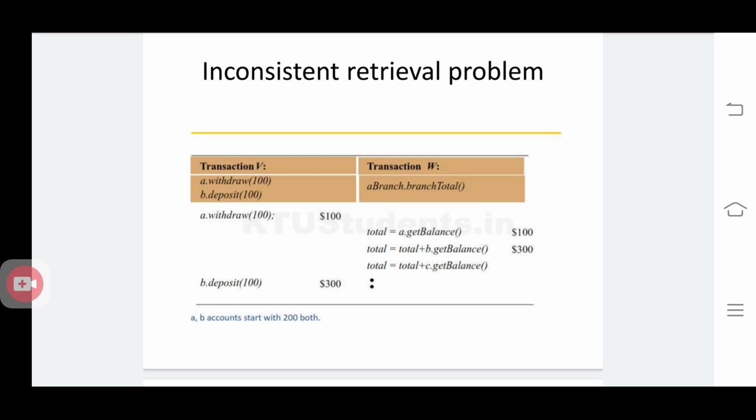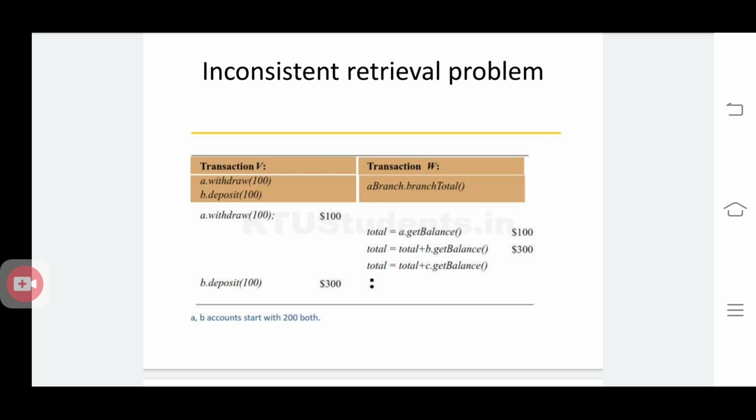So the result is incorrect. We have to get it as 400 because 100 is withdrawn from A but the 100 is again deposited in B. So the branch total should be equal to 400. So the operations, when transactions are concurrent, are in an incorrect order. Clear?